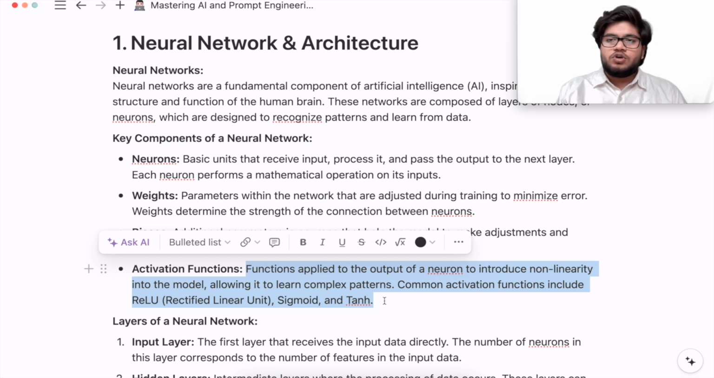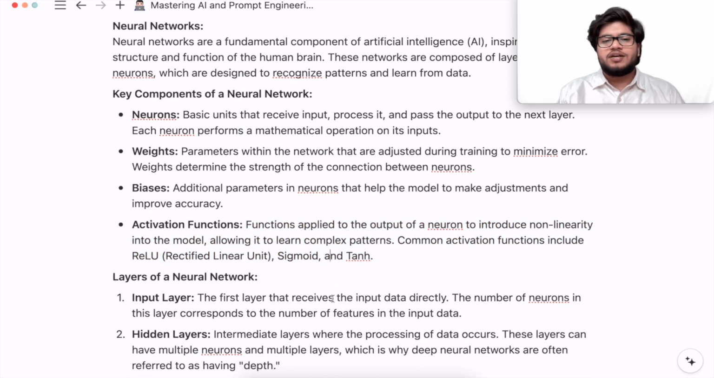So as I told you, artificial intelligence is able to handle complex problems. So to learn complex patterns, it has some activation functions. Now let us move forward to layers of a neural network. There will be some components in this theory part. So basically the first section of this course will be all theory. From the second section we'll be seeing all the practical implementation of this course of prompt engineering.